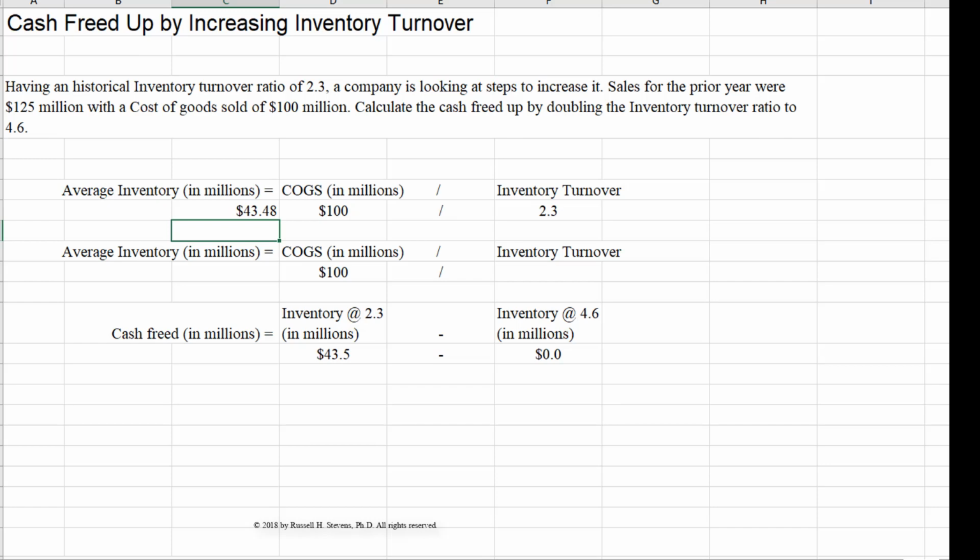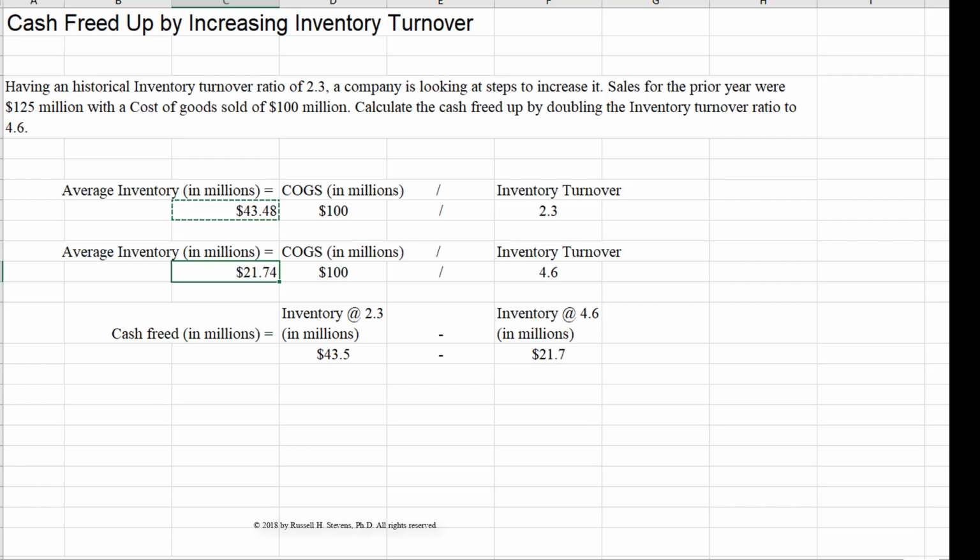Since the costs of goods sold in millions needs to be the same for both formulas, a cell reference was used to fill in the lower cost of goods sold in millions. Highlight the workbook cell directly under the lower inventory turnover and type in 4.6, which coincidentally is the 2.3 doubled. Highlight the 43.48 on the top line, hold the Control key down and press the C key.